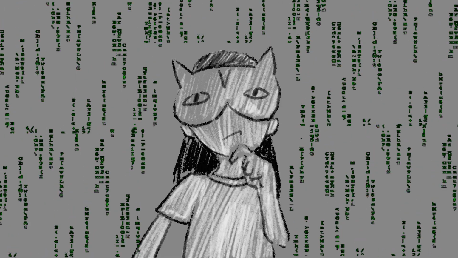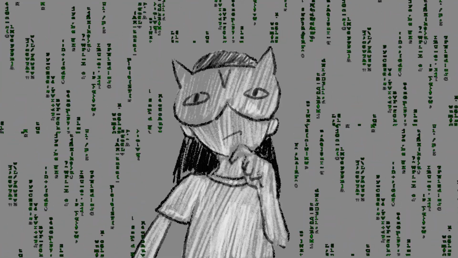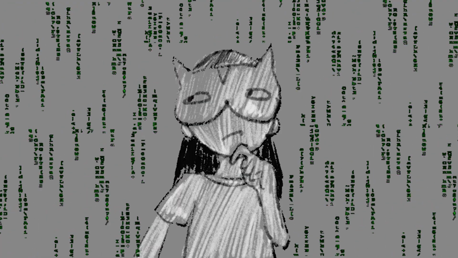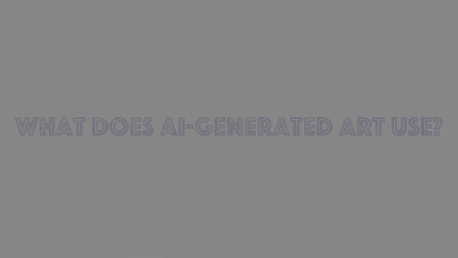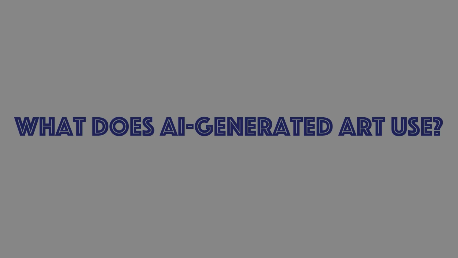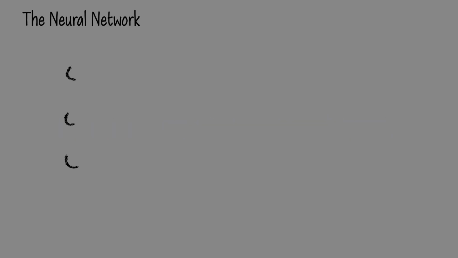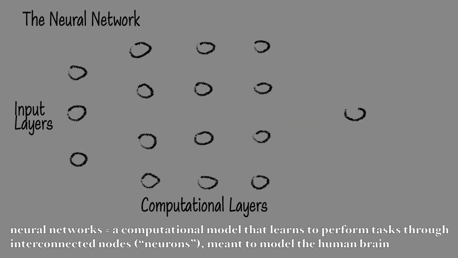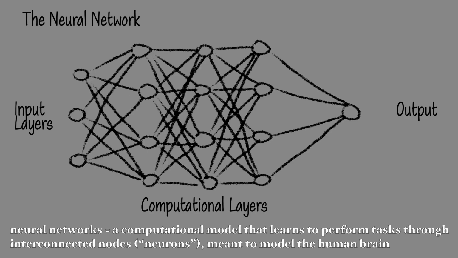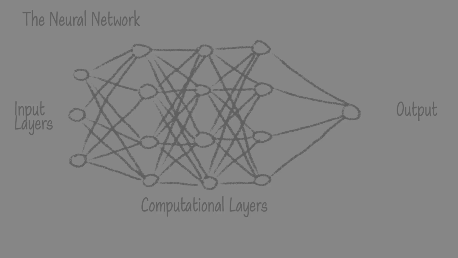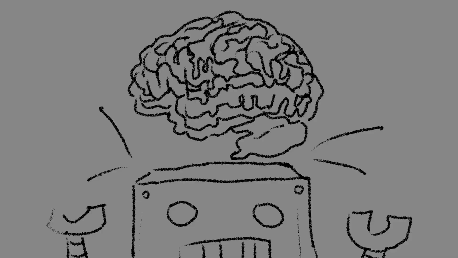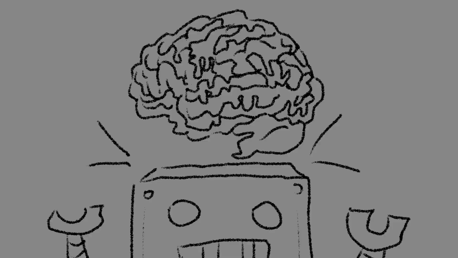Today's episode really focuses on the technicality and algorithmic work behind these image-generating AI. What does AI-generated art use? AI-generated art uses deep neural networks to synthesize images. These deep neural networks are artificial neural networks meant to mirror the way the human brain works. Kinda spooky, right? However, even among neural networks, there are multiple types of them.